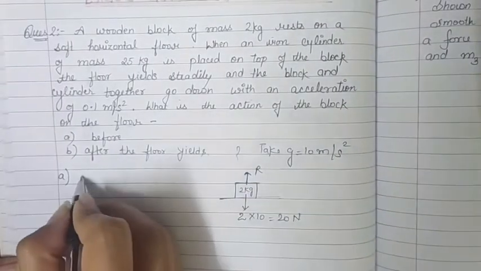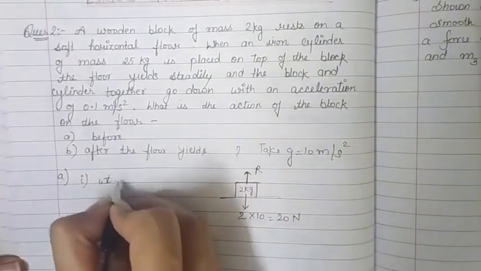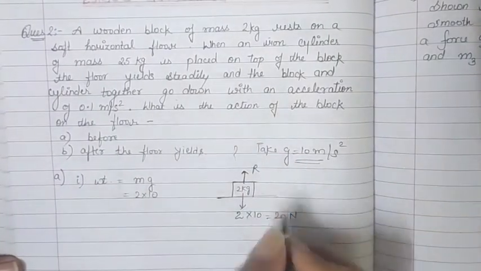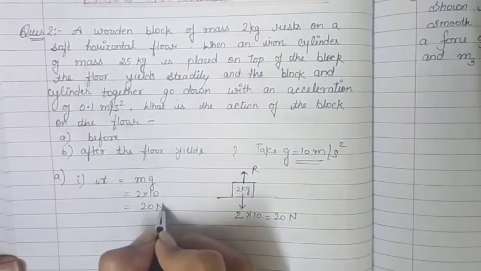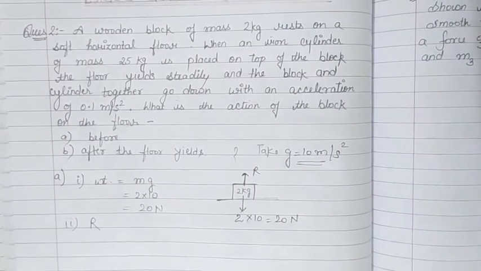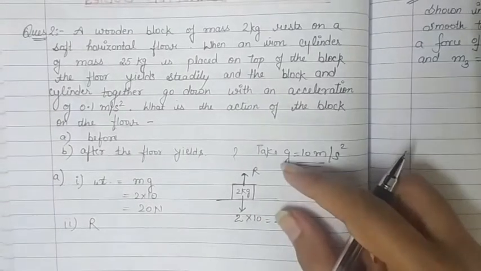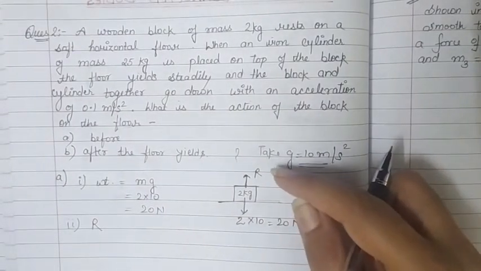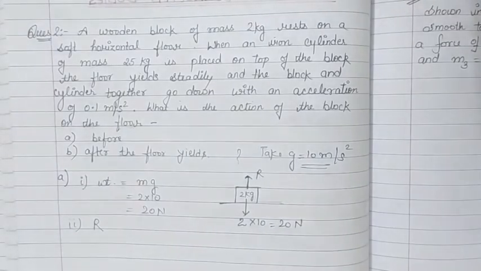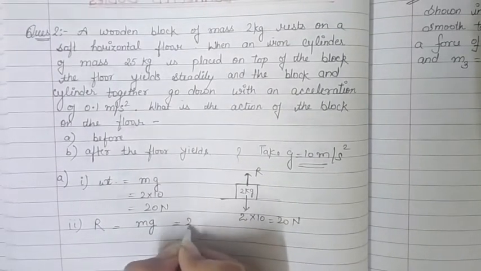Now the first force that is acting on this block is its weight, that is equal to mg, or 2 into 10, because it is given that we have to take g is equal to 10, that means 20 Newton. And the second one is the normal reaction, and since there is no motion happening in this block, that means these forces are balanced and the normal reaction has a value equal to the weight, 20 Newton. So R is equal to mg, and that is equal to 20 Newton.